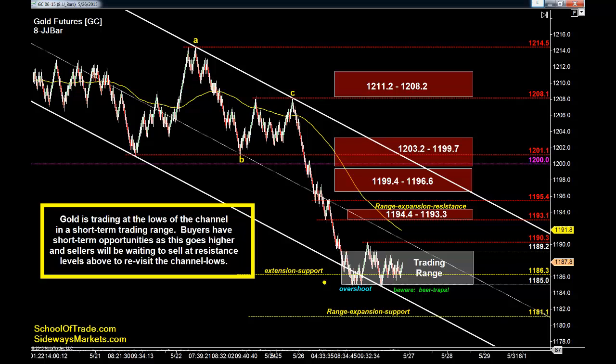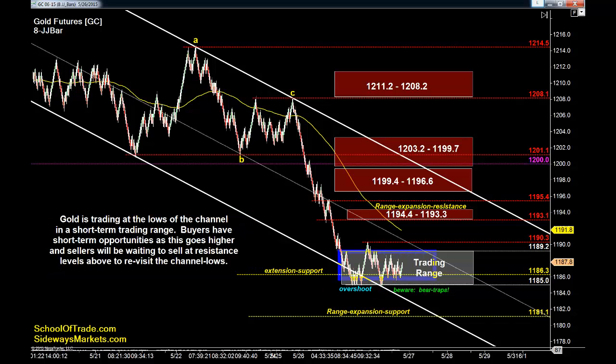So again, overshoot of that channel low tells me the sellers are all in. They're fully committed. We've got this trading range happening down at the lows here right now. You can see we got range resistance here overhead. We've got range expansion support down below. We got some easy targets waiting for you here.